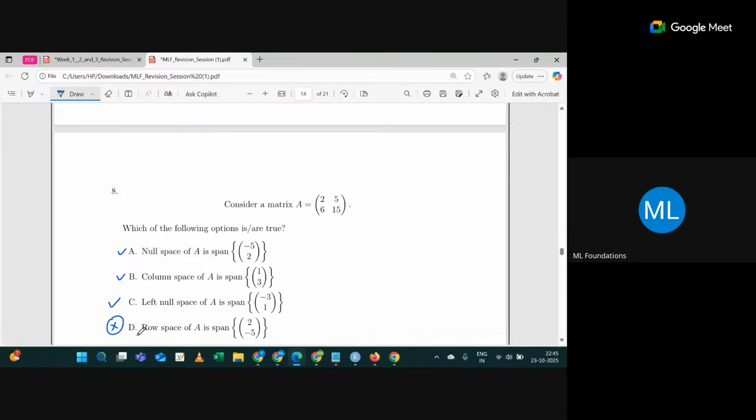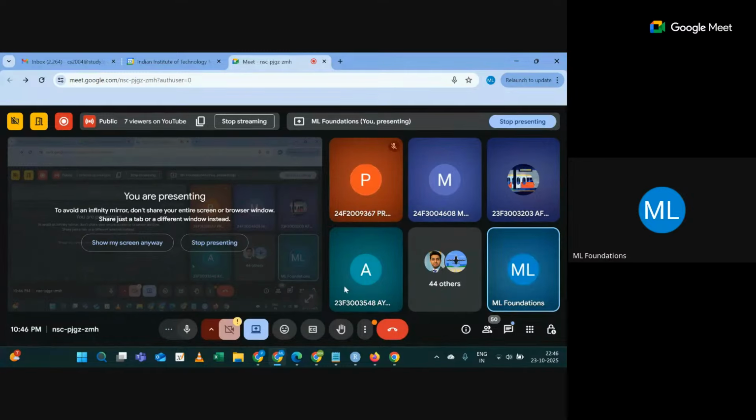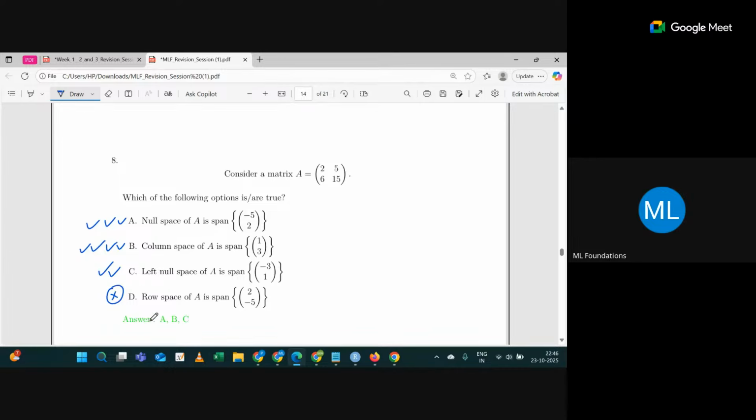Okay, so only two or three people are solving. What about the others? Are you not trying? B is correct. Great. Sir, A, B, C. Should I solve or should I wait for a few minutes, if you are trying? Sir, A is also correct. So the majority is saying A, B, and C. Okay, so A, B, and C are the correct options.